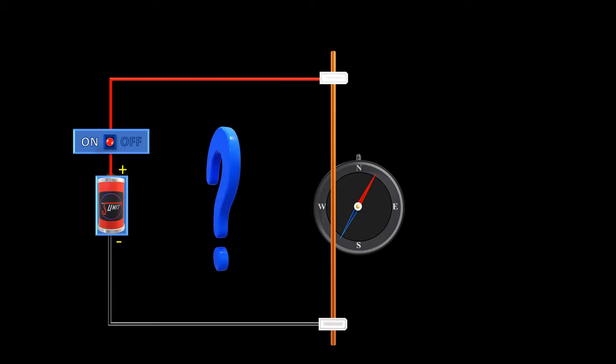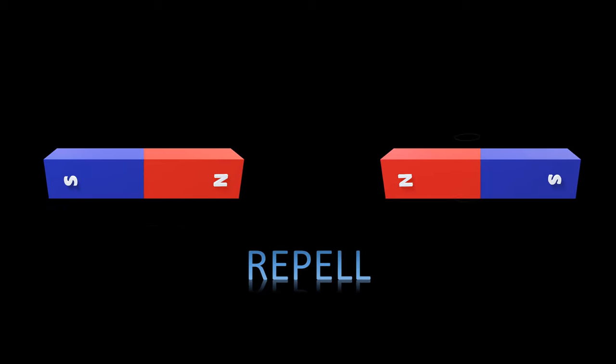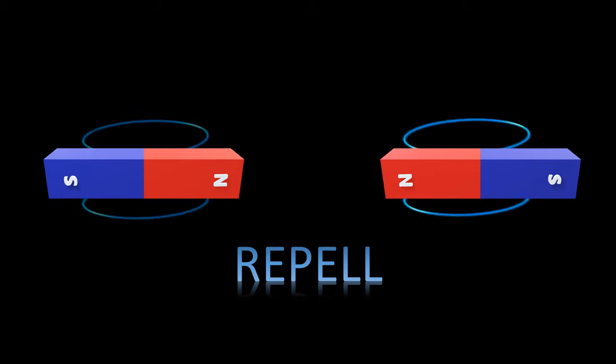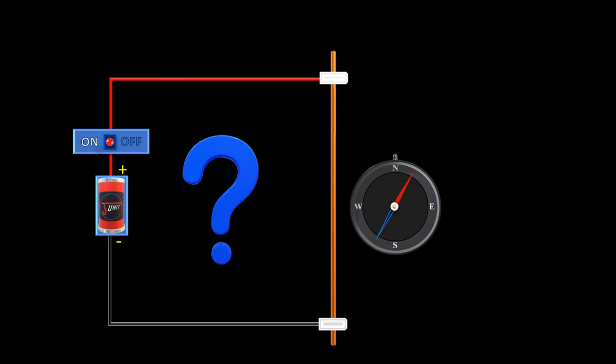Let's find out. As we know, when the two bar magnets are brought near, they repel. Similarly, the compass needle also gets deflected when brought near a magnetic field. But in our case, there is no other magnet. Then what causes the deflection?